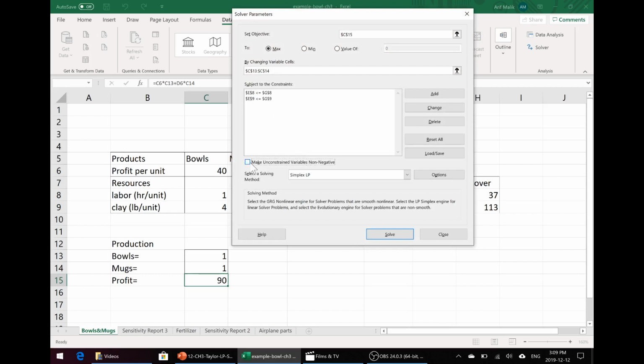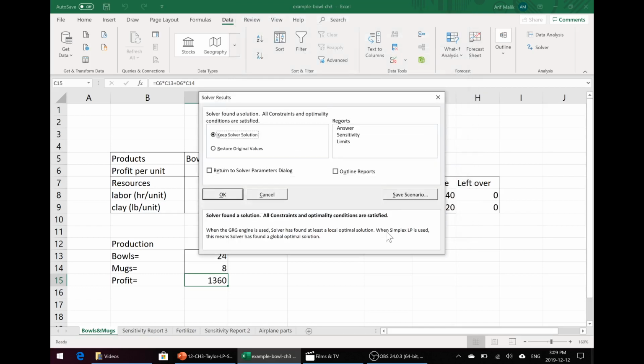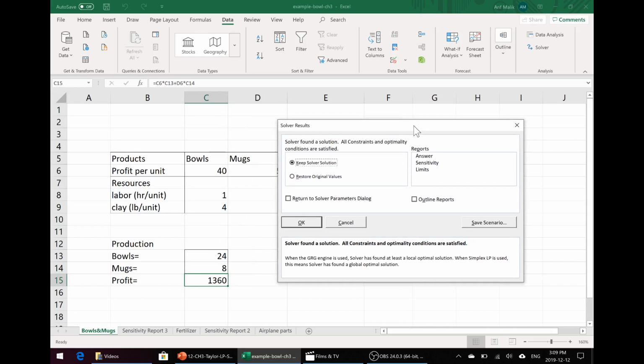Click on this one, make unconstrained variables non-negative. We just tick this one so that this is a non-negativity constraint. Here we have GRG nonlinear, simplex LP, evolutionary. We select the simplex LP here, and we just say solve. And as you can see, the solution is already there. We have 24 bowls, 8 mugs, profit is 1360.